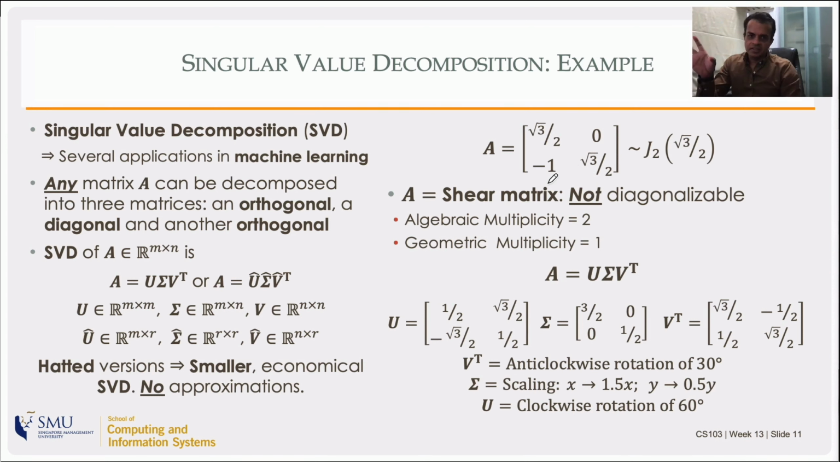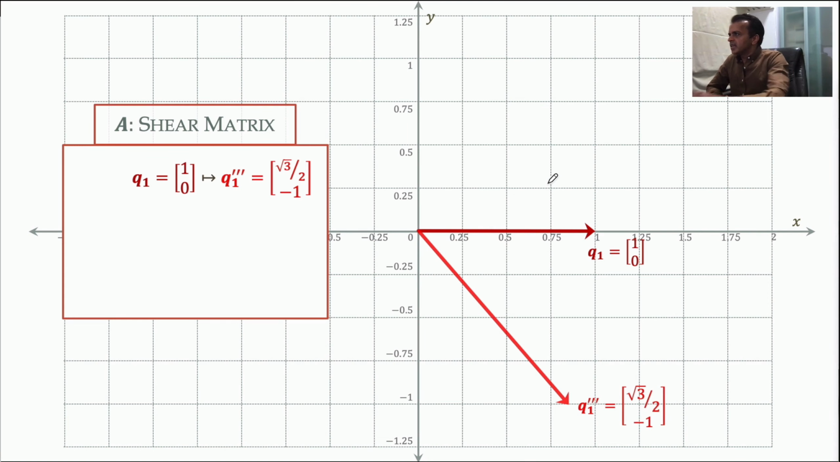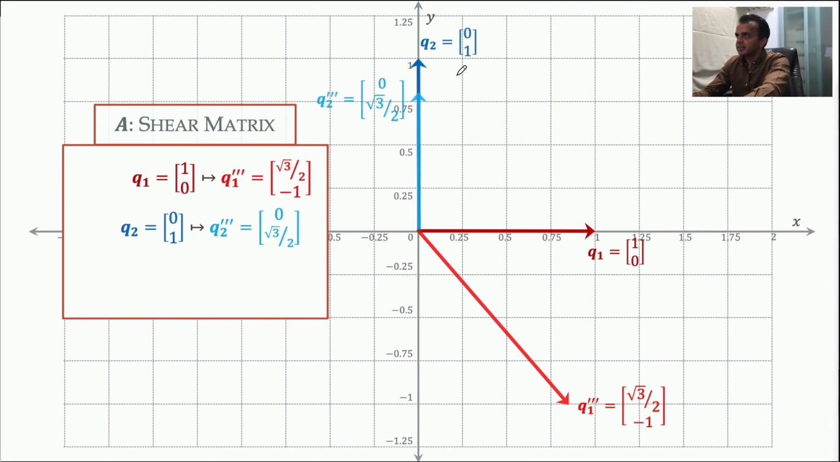So let's start looking at these things. Here we are actually dealing with a 2 by 2 matrix so that we can visualize this in R2. But in general, it doesn't have to have the same number of rows and columns. It could be something that takes vectors in R2 and gives you vectors in R3 or R4. So the shear matrix takes the first unit vector, the first column of the identity matrix, and gives you a transformed version of minus root 3 by 2, minus 1. That is the first column of the shear matrix. The second column says that it will take the second unit vector 0, 1 and will give you a transformed version Q2 triple prime to be that. And if you look at it, what it does to Q2 is just a scaling. It makes it a little smaller but in the same direction. So that is actually an eigenvector with the eigenvalue square root of 3 by 2.